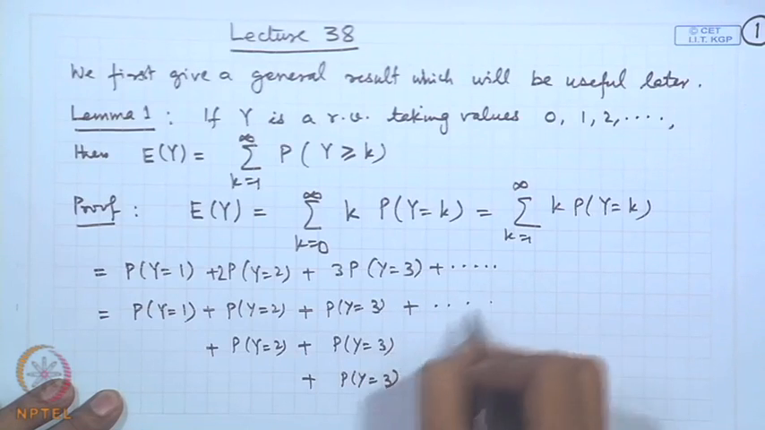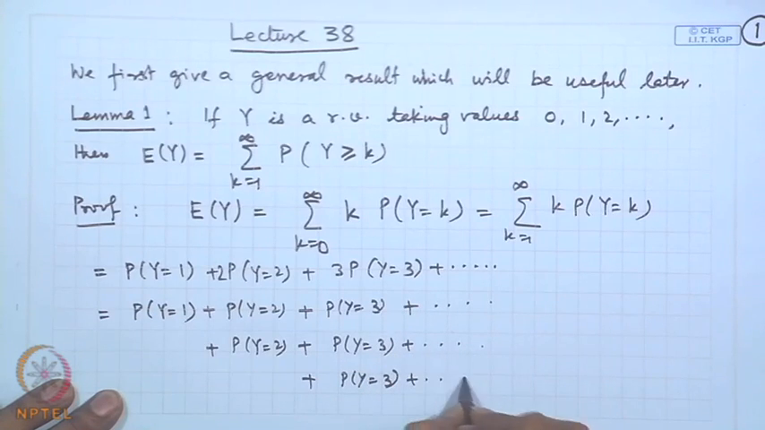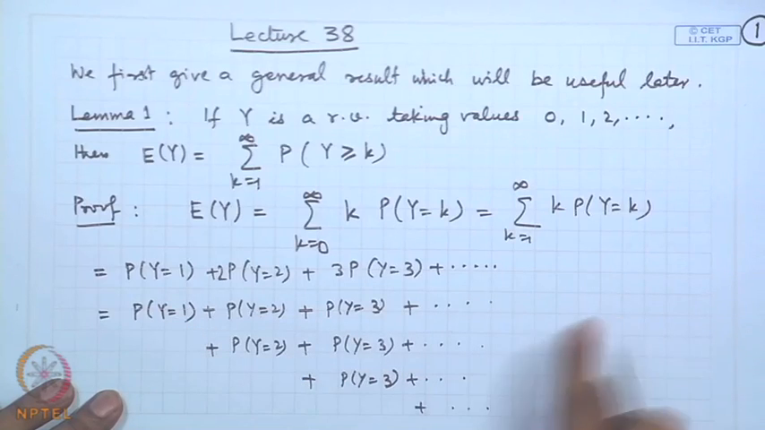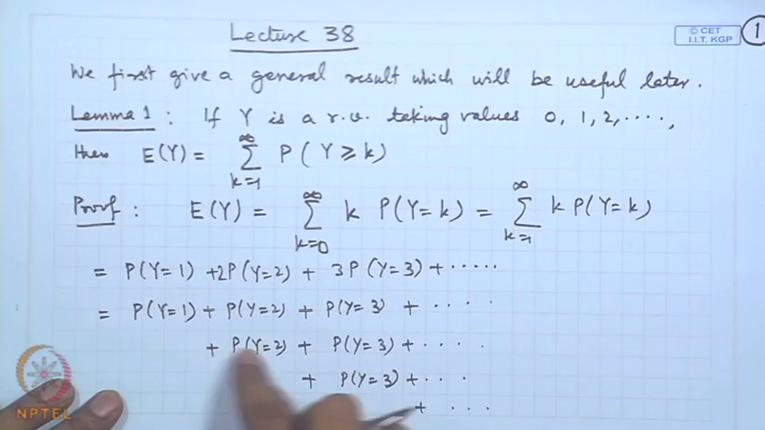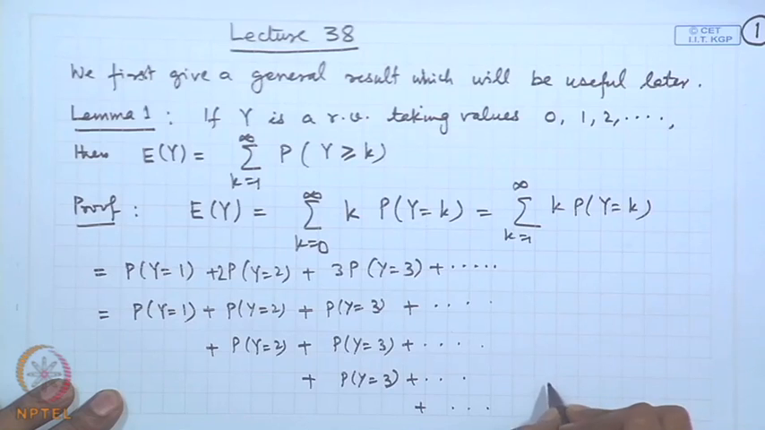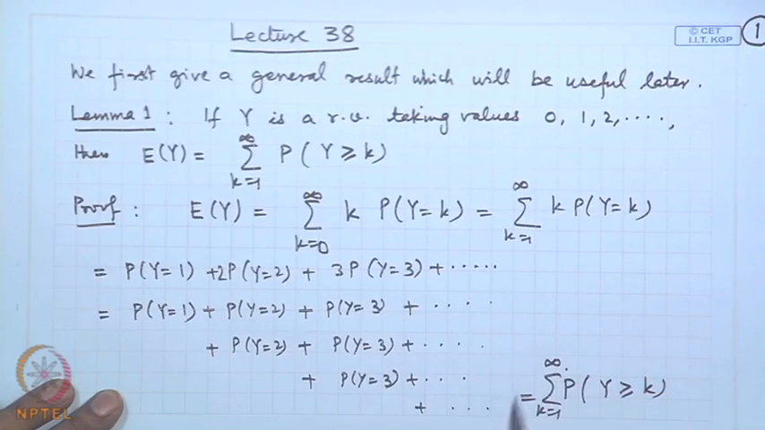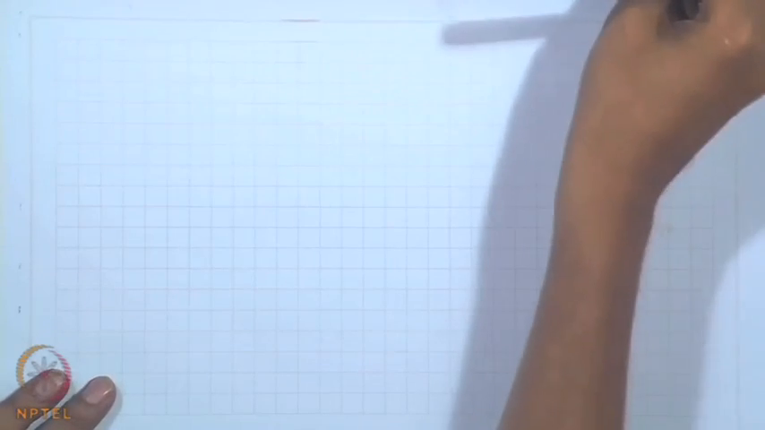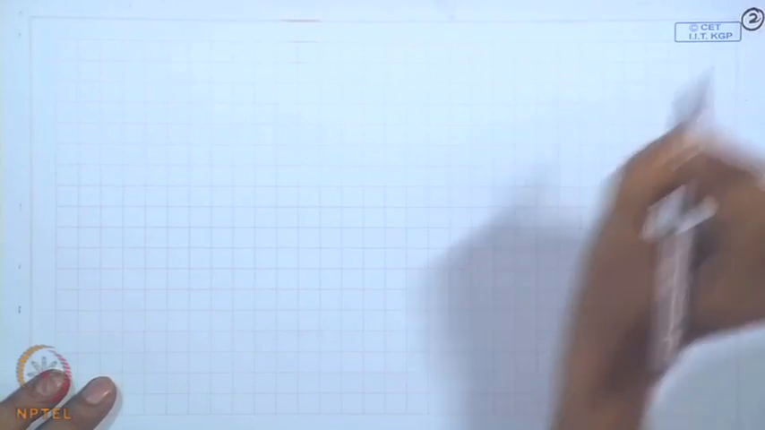Now, you notice the nature of the rows. In the first row, all the terms are coming from 1, 2 and so on. In the second row, probability Y equal to 1 is missing, it is starting from 2 onwards. In the third row, 1 and 2 are missing, it is starting from 3 onwards. So, this is nothing but probability of Y greater than or equal to k for k equal to 1 to infinity. So, this proves this lemma. This lemma will be useful in certain results to be proved later.